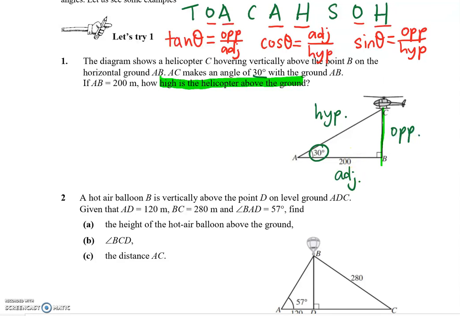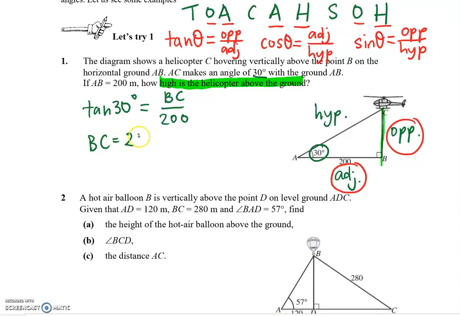And so we are going to use the adjacent to find the opposite, and we have the angle 30 degrees. Therefore, we are going to think of tangent. Tangent 30 degrees is equal to BC over 200. So making BC the subject, BC is equal to 200 tangent 30 degrees, by multiplying 200 upwards. If you press your calculator, checking that it's in degree mode, you will get 100 meters. Do not forget your units. So that's all for let's try one.